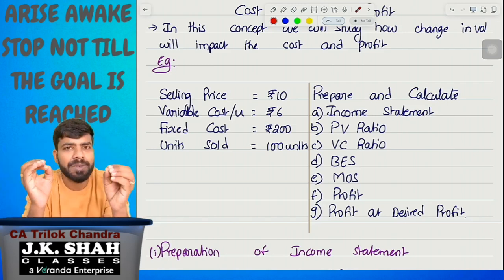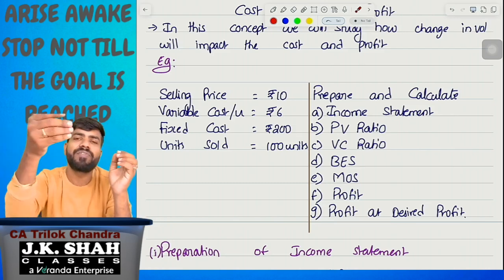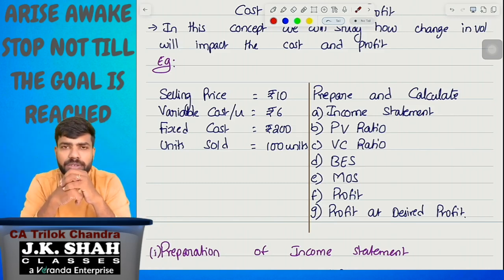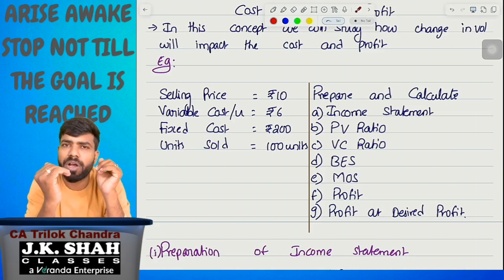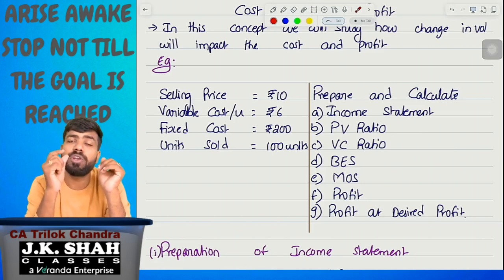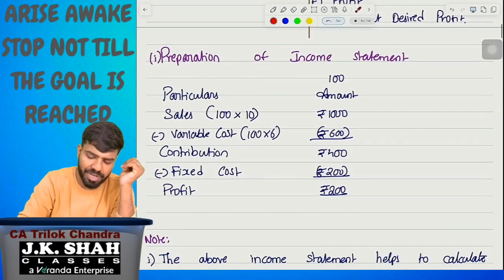What is the format of the income statement? First we'll take the sales. From the sales we'll reduce the variable cost. We give the name called the contribution. Look at this. I'm starting with the income statement.